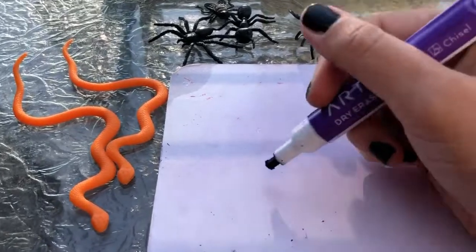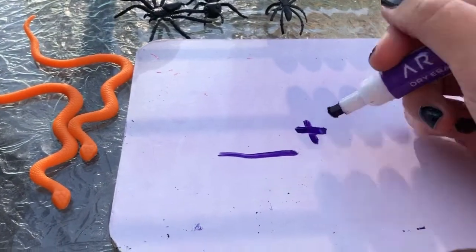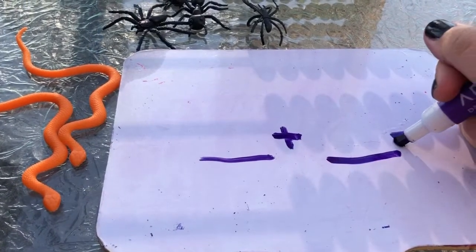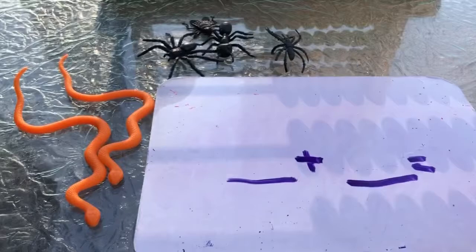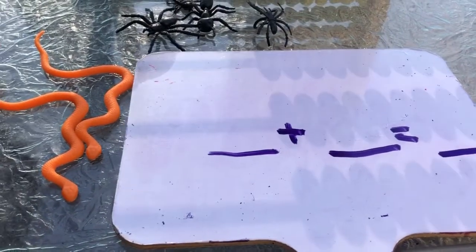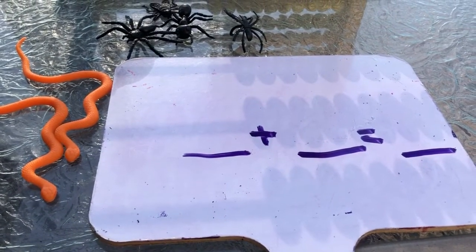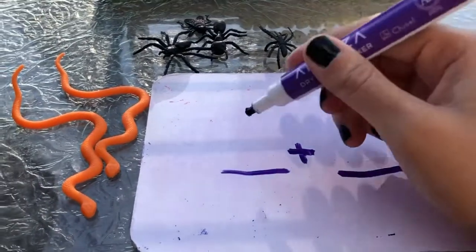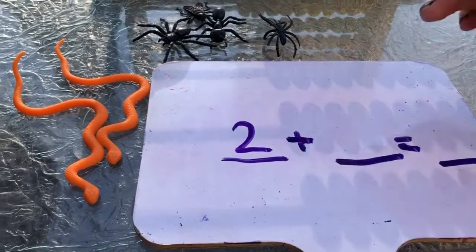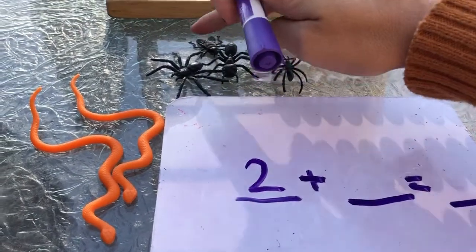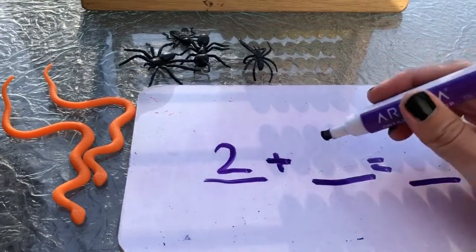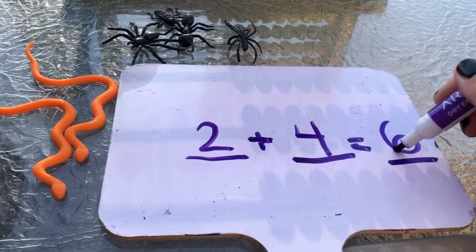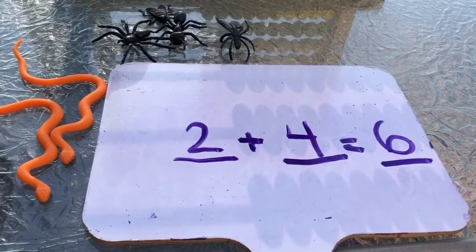So you're going to write something plus, that means we're adding or joining, something equals how many altogether. So this is what you're going to put on your board for our equations today. So you're going to put 2 orange snakes plus 1, 2, 3, 4 insects equals 6 critters in the forest.